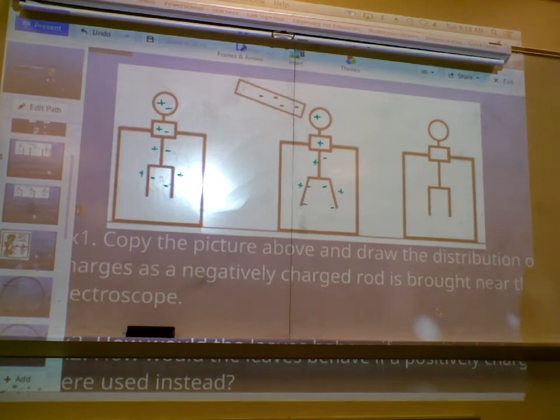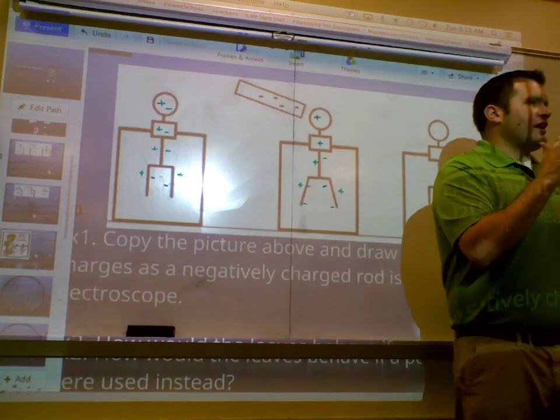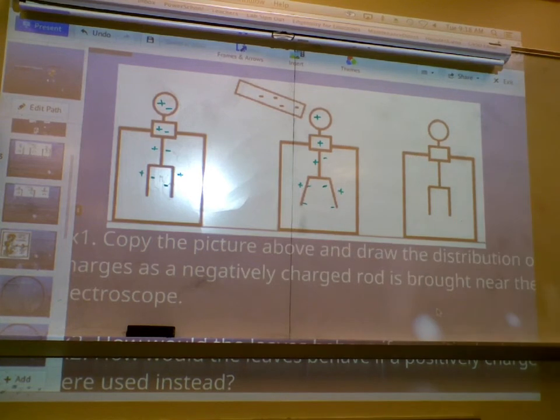Okay. So now these leaves are overwhelmingly charged negative. So the 2 negatives, do they like each other? No, so they do what? They separate. Okay.